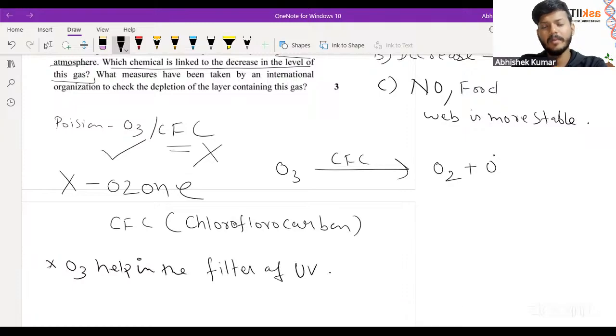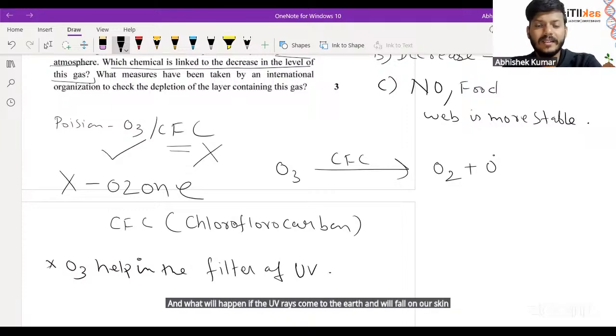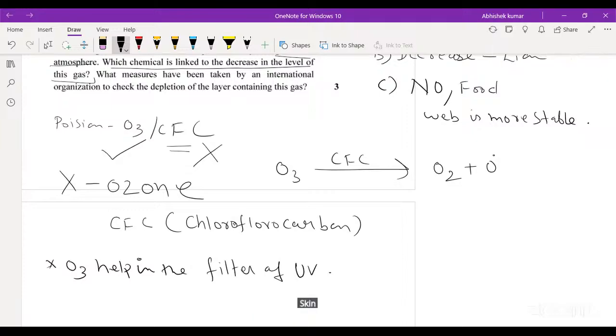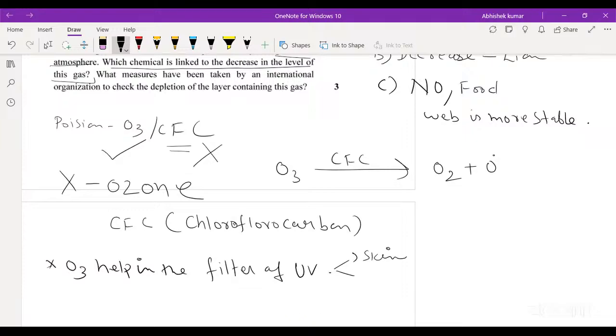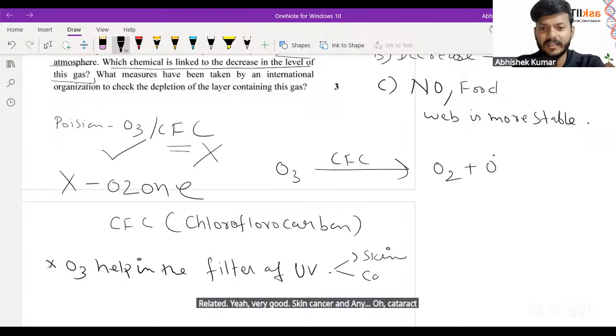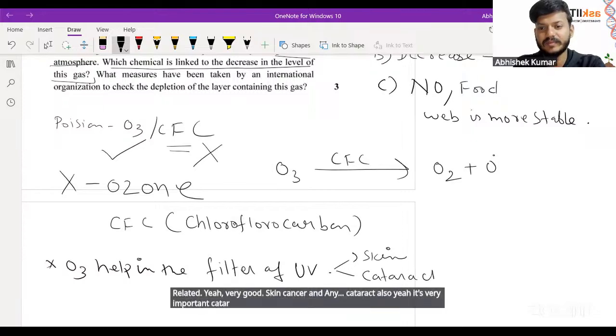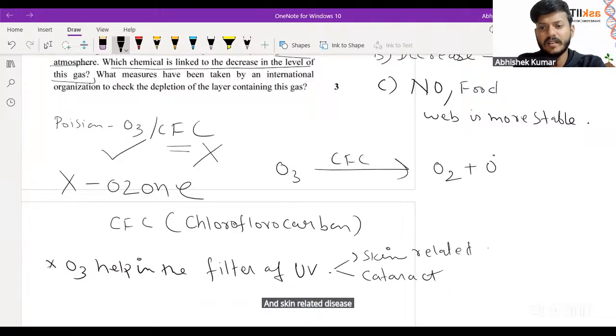And what will happen if the UV rays come to the earth and fall on our skin? What type of disease will we get? Skin cancer. Skin related diseases. Cataract too. Yes, very good. Skin cancer and cataract, it's very important. Cataract and skin related diseases, especially skin cancer or eczema and all.